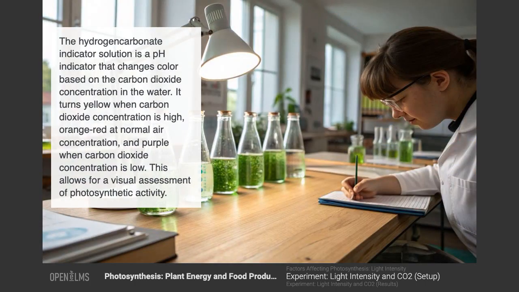The hydrogen carbonate indicator solution is a pH indicator that changes color based on the carbon dioxide concentration in the water. It turns yellow when carbon dioxide concentration is high, orange-red at normal air concentration, and purple when carbon dioxide concentration is low. This allows for a visual assessment of photosynthetic activity.